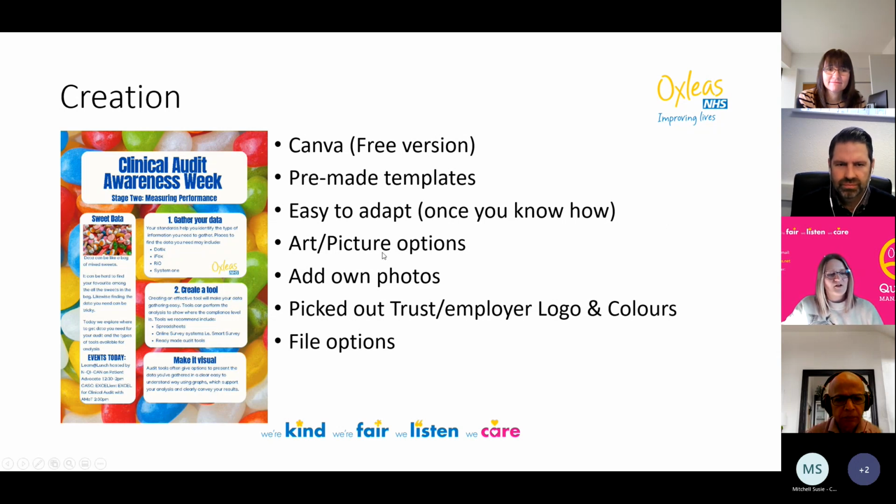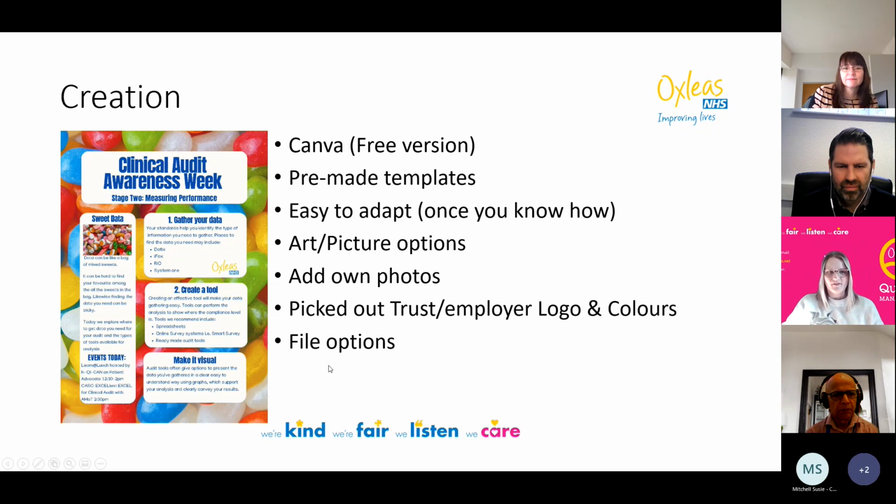Lots of art and picture options. They had lots of free choices you could use. You could also add your own, which was really good. One of the features I really liked is that we've got distinct colours. Despite my pink background, which is our team's colour, the Oxley's colours are yellow and blue. When I put the logo on, it picked out those colours with the text. So it was nice. I could really make it an Oxley's thing and have that tie-in. So that was good.